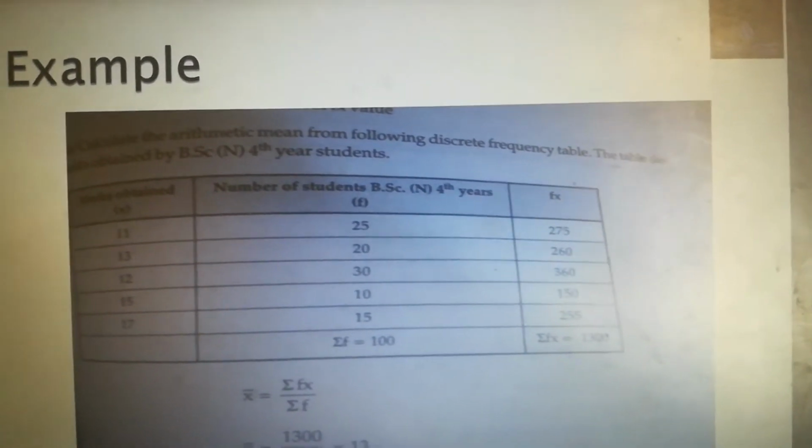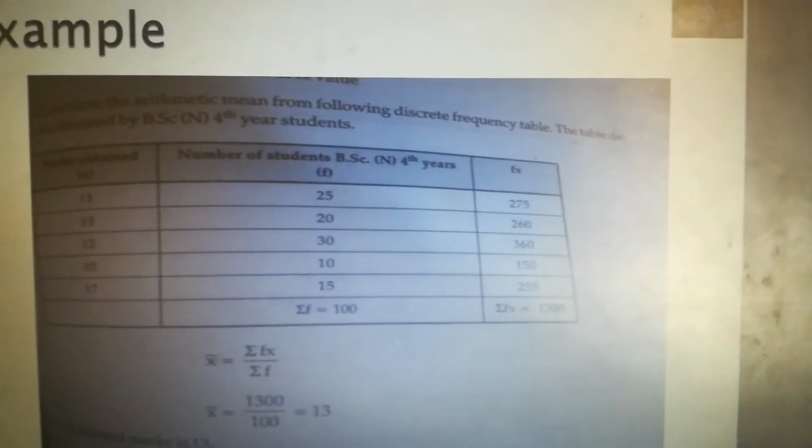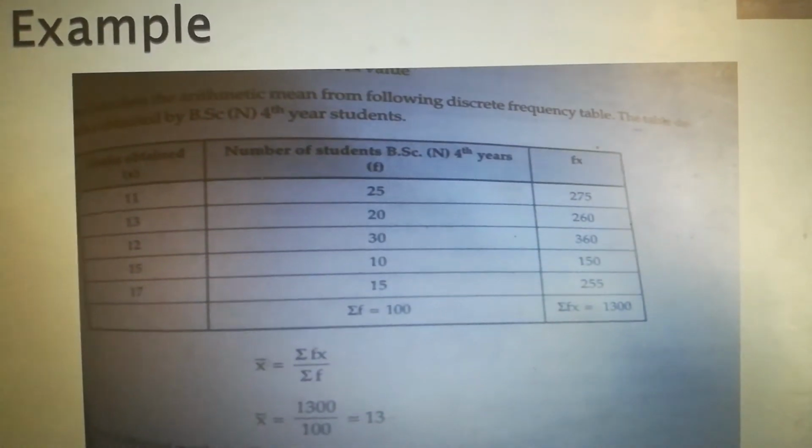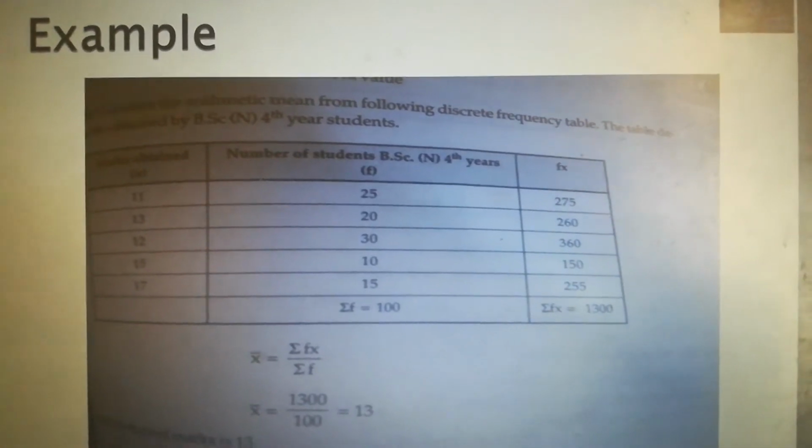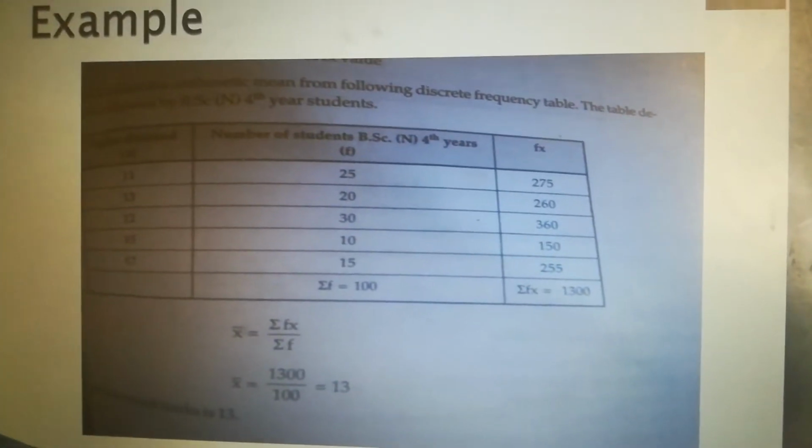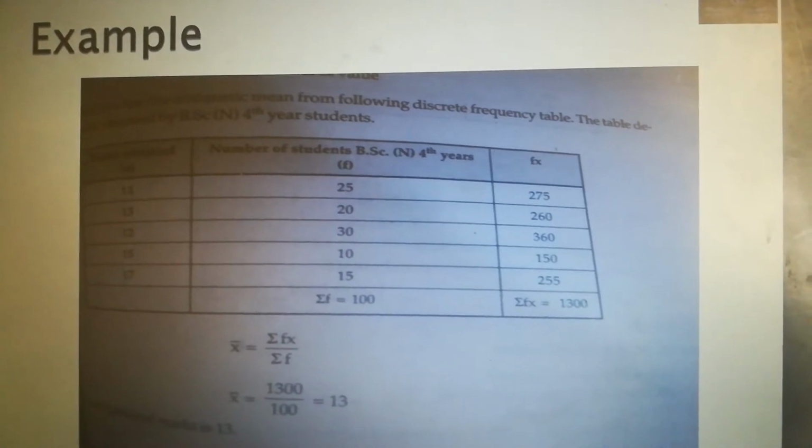So 15 into 10 means 150. 17 marks, 15 students got it, 255. So we know that summation f is 100 students' marks, that is given, and summation f into x is 1300.